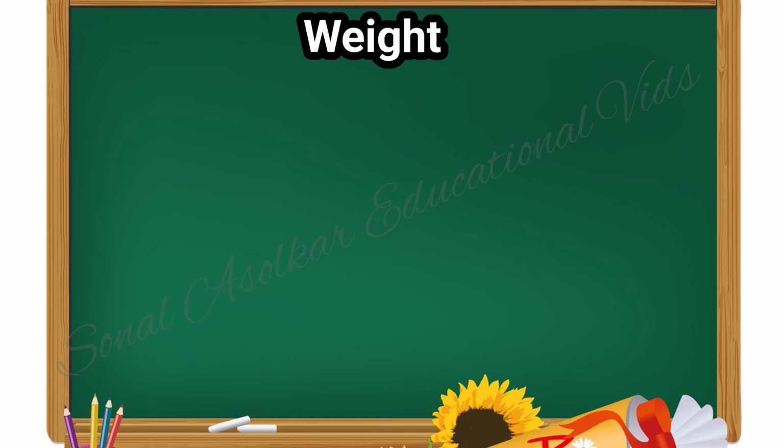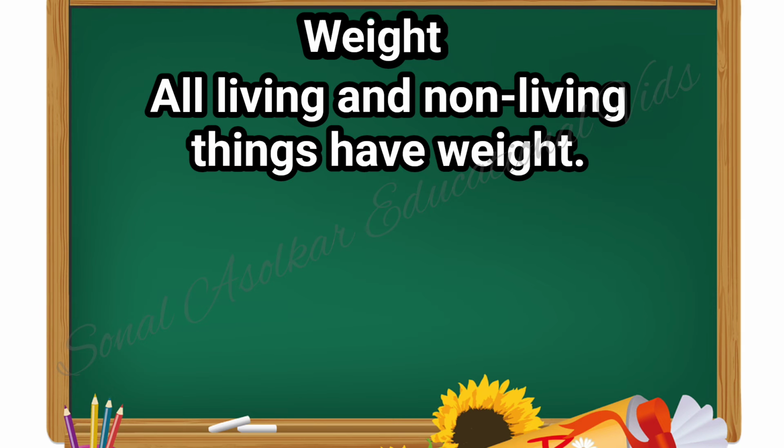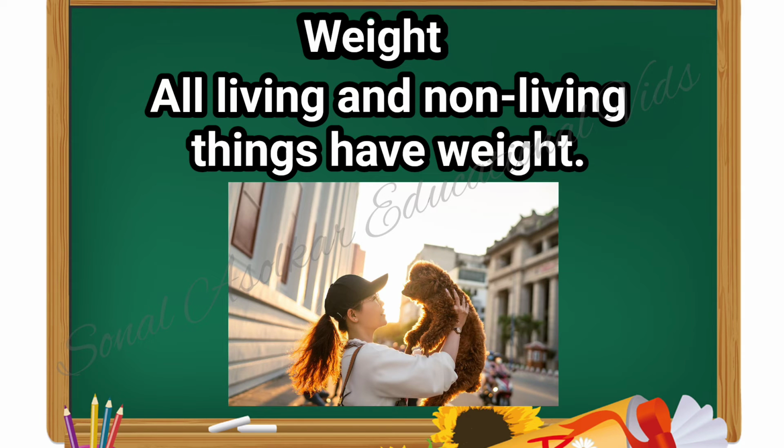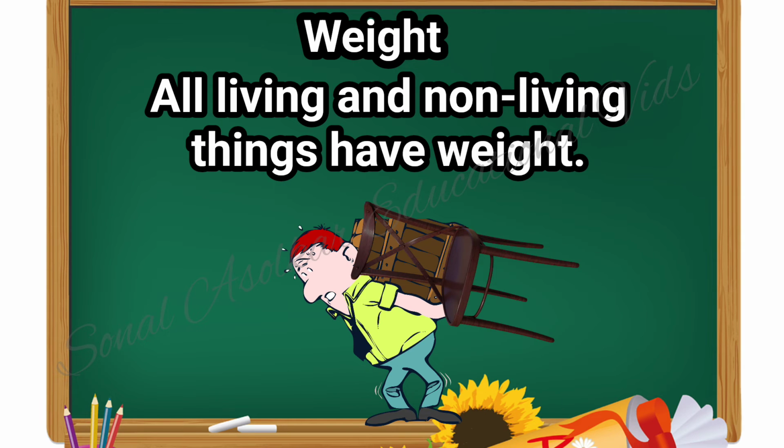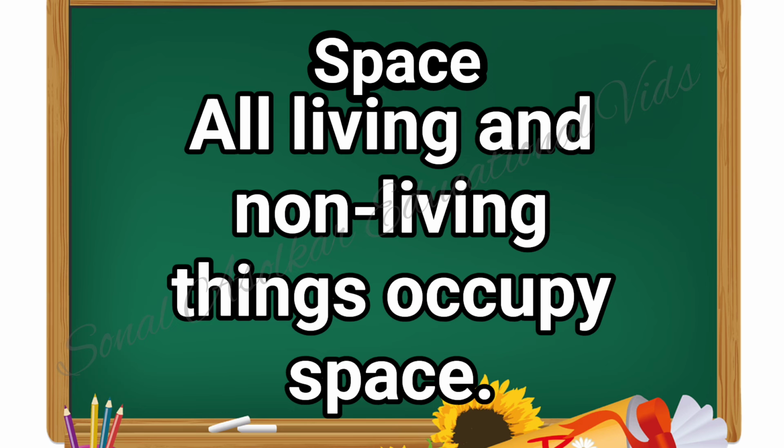The next similarity is weight. All living and non-living things have a weight. Try holding your pet. It has weight. Try lifting a chair. You will find that the chair also has weight. Third similarity is space. All living and non-living things occupy space.